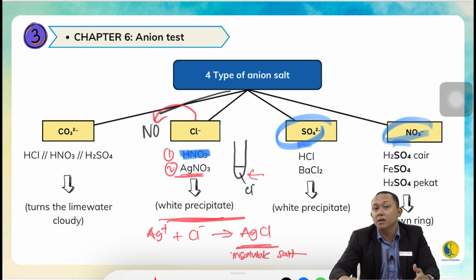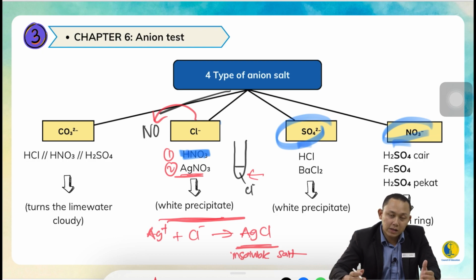Silver nitrate is a soluble salt, so there is no observable reaction that you can see from the reaction. Correct or not? That's why we must add silver nitrate to the chloride, because we want to see whether there is a reaction or not. If there is a reaction, it means there might be a chloride ion inside.